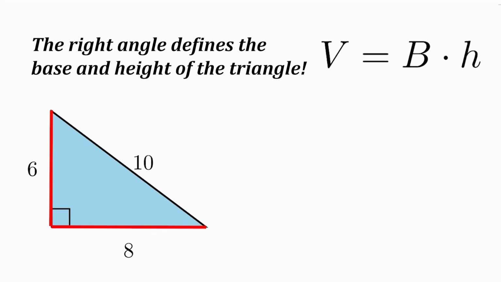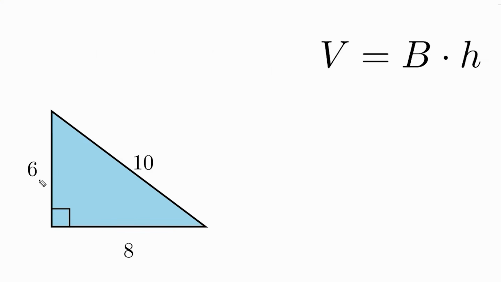So to find the area of this triangular face, we multiply the base and the altitude and then divide by 2. 6 times 8 equals 48, and 48 divided by 2 equals 24. So the area of our triangular base is 24 square units. And this value 24 is what we call capital B in our formula.